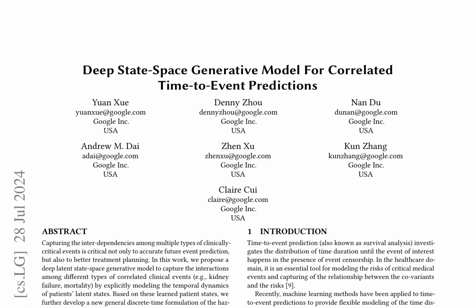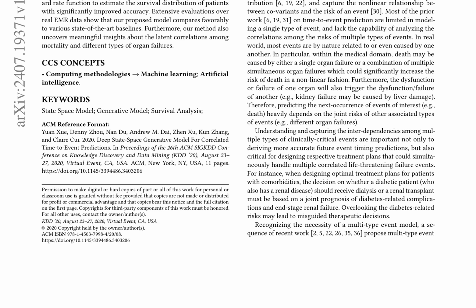The authors demonstrate the effectiveness of their model through extensive evaluations on real electronic medical records, EMR, data, comparing favorably to various state-of-the-art baselines. The results also provide meaningful insights into the latent correlations among mortality and different types of organ failures. The paper assumes that the reader is familiar with machine learning and artificial intelligence concepts, as well as survival analysis and state space models.